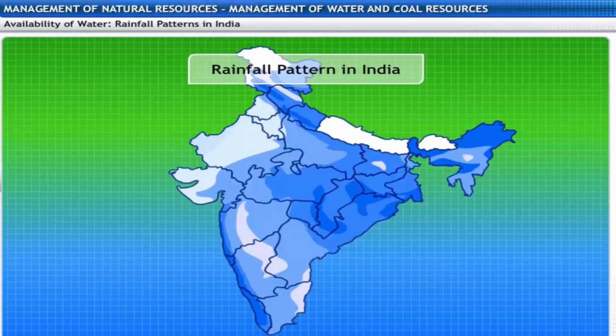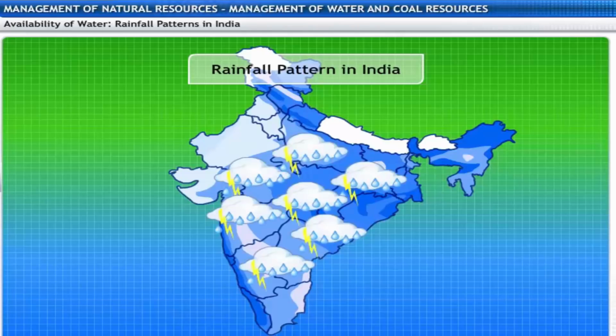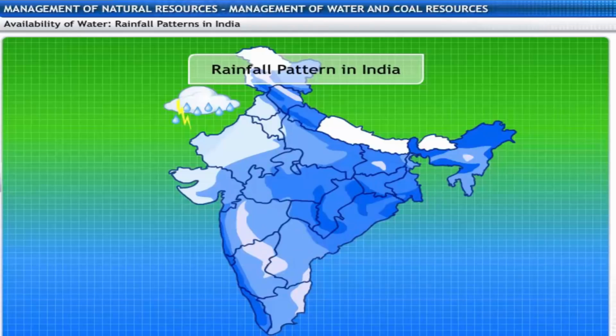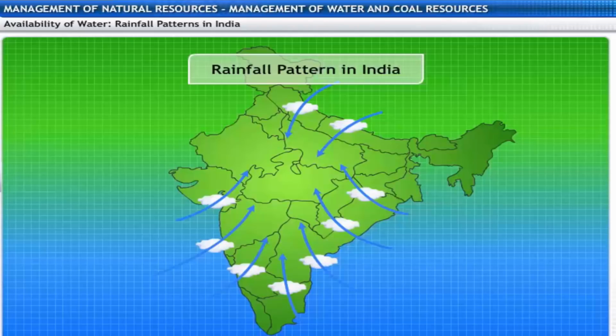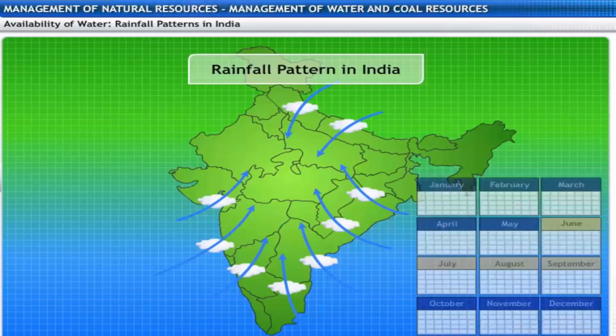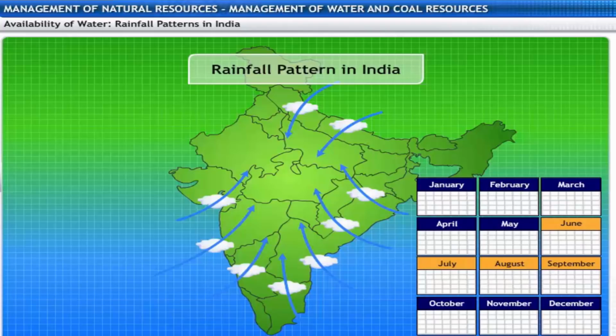The rainfall pattern in India differs in different geographical regions. Tropical regions receive more rainfall compared to desert regions. Rains in India are largely due to the monsoons, which come only for few months, generally between June and September.